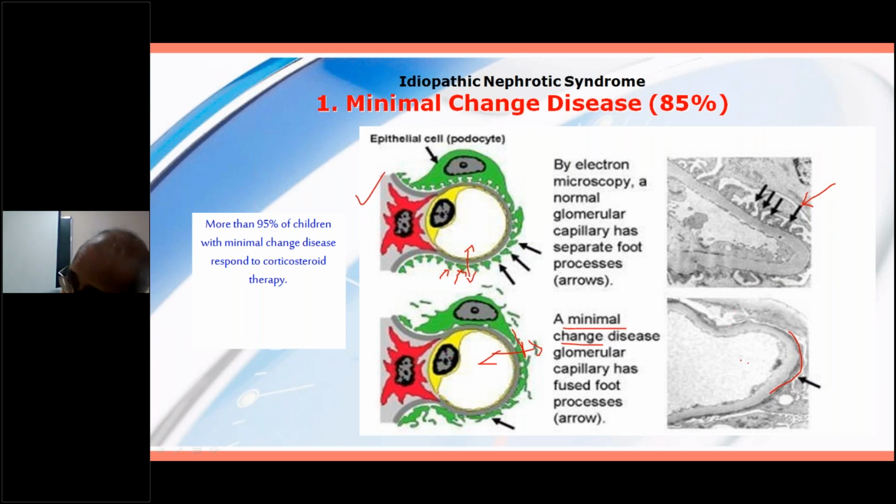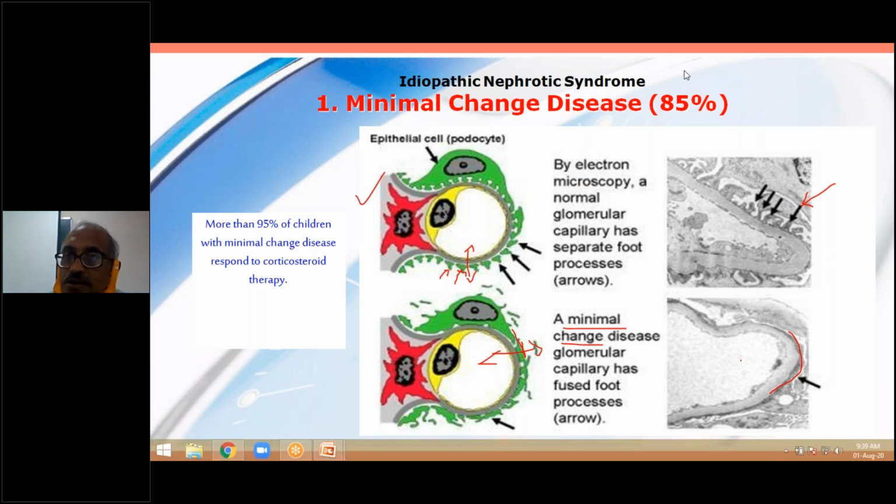And it's not simply the absence of these processes. There are also electrical changes induced by this change. That is the main pathology for the development of proteinuria, especially selective proteinuria. Proteins of small molecular size just tend to slip through. So that is what is happening in minimal change nephrotic syndrome.